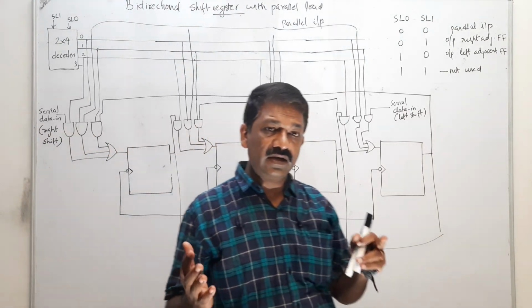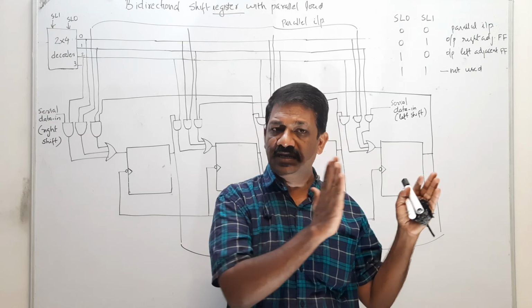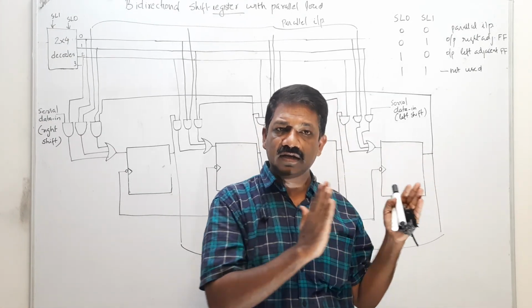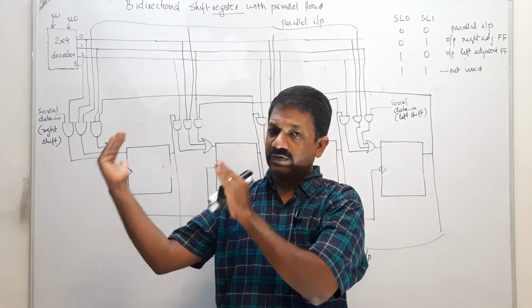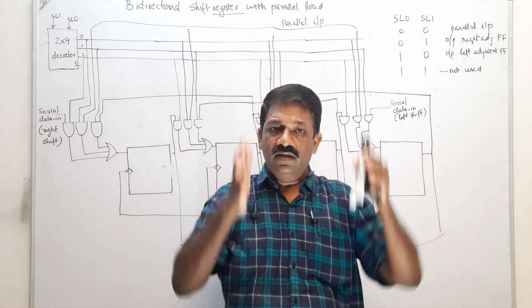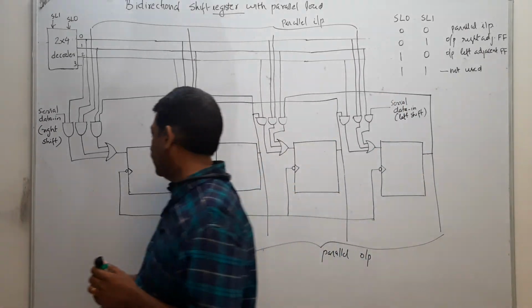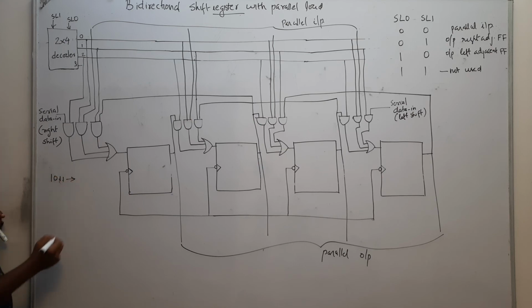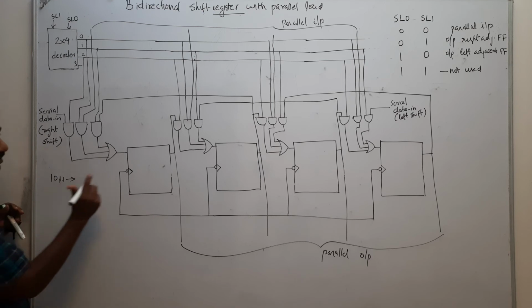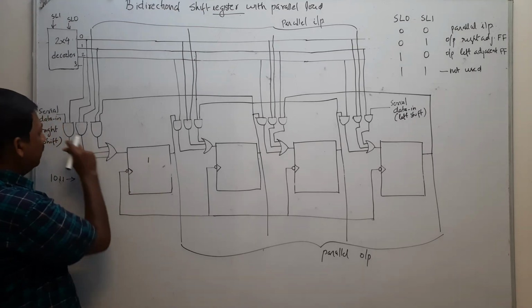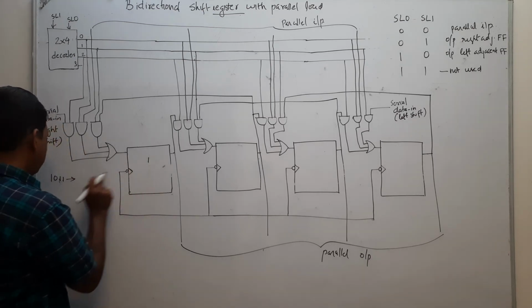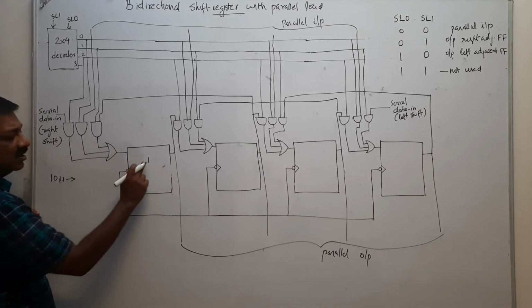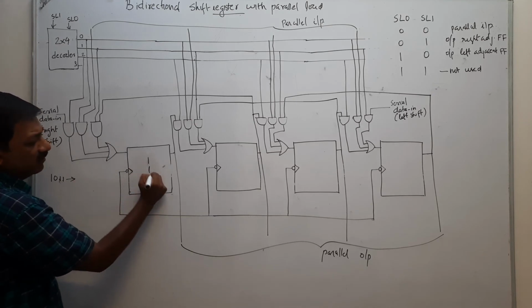Either you can enter data from left to right, that means shifting in a serial fashion, or from right to left, and the third one is parallel. For example, here you have a group of bits, say 1011. What will happen if you are pushing it from left to right? Initially you are pushing 1, then this 1 is pushed onto this flip-flop. When the next one is pushed, this will become 1 1.